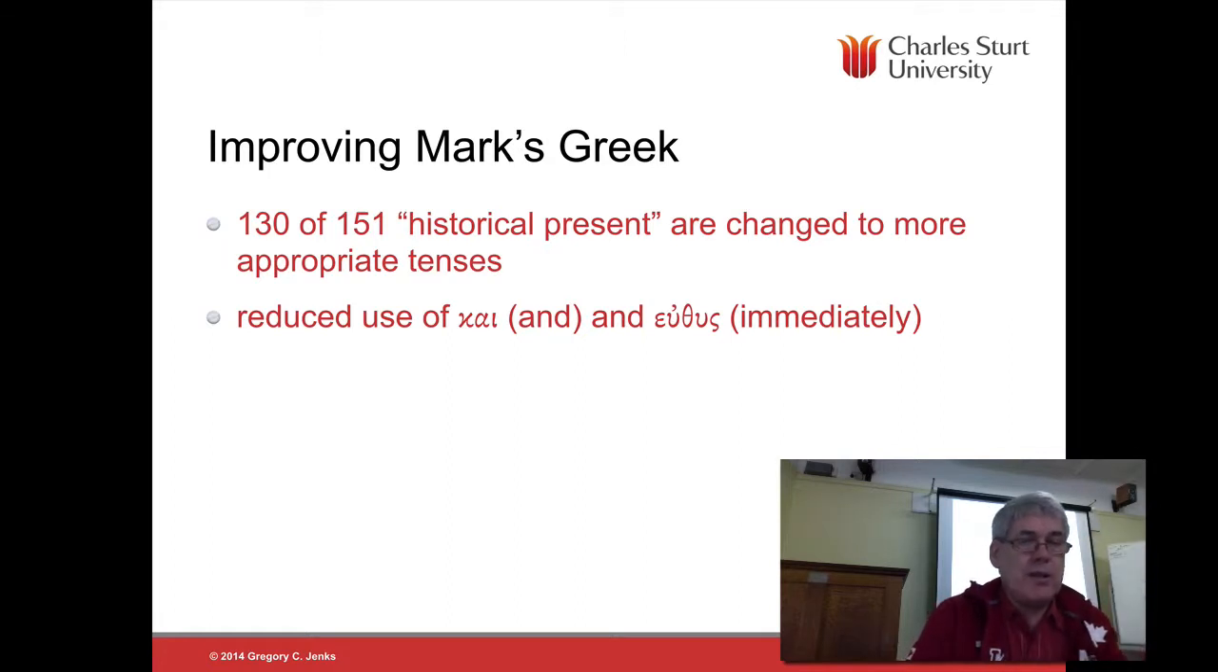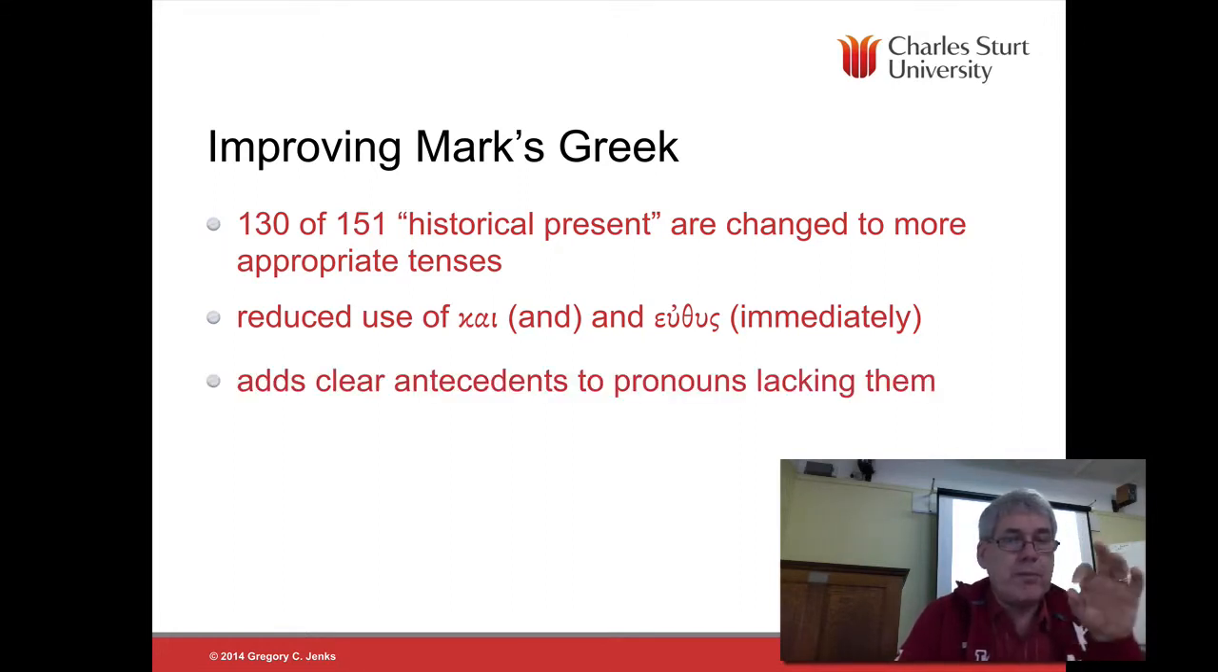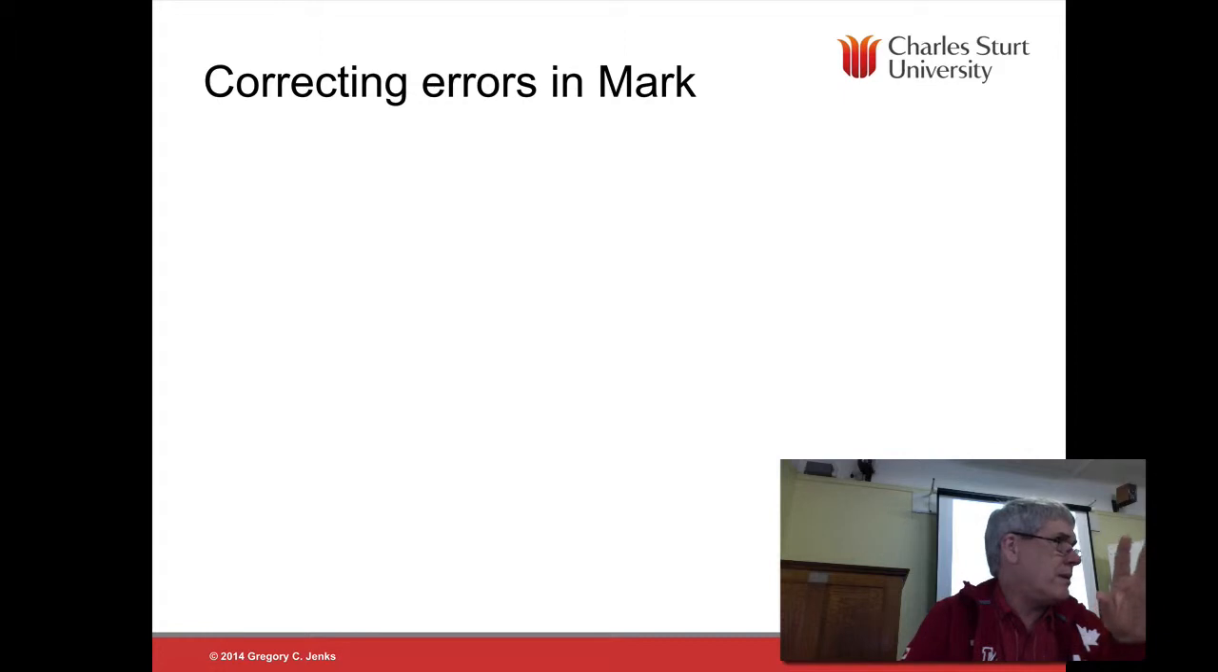So there's much less use of kai and euthus. So again, if you looked at Mark, you'll know he quite often just says, and straight away and immediately and immediately and immediately, and it's like, Jesus is running around doing one thing after another. And it's all very simple, just stringing episodes together with simple conjunctions. Matthew provides much more appropriate transitions and introductions to his episodes. And where the pronouns lack clear antecedents, he makes sure that it's clear who the person is that's speaking or acting in a particular sentence. So generally speaking, he improves the syntax and the quality of the Greek.